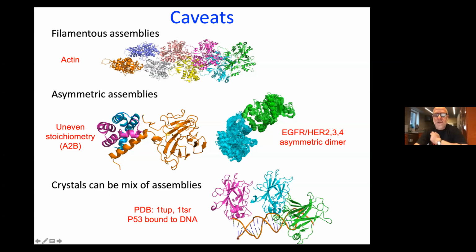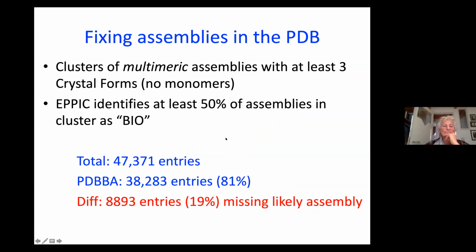And finally, some crystals can be mixes of assemblies. This is P53 bound to DNA, but only one of these is bound correctly to DNA, and the other ones are not. It's sort of an assembly of maybe 1 or 2 proteins bound to DNA, and then a third one that's kind of extra. Given that, I'm almost done.